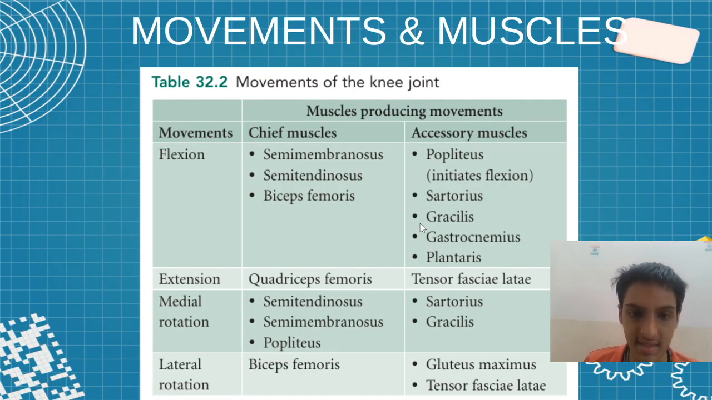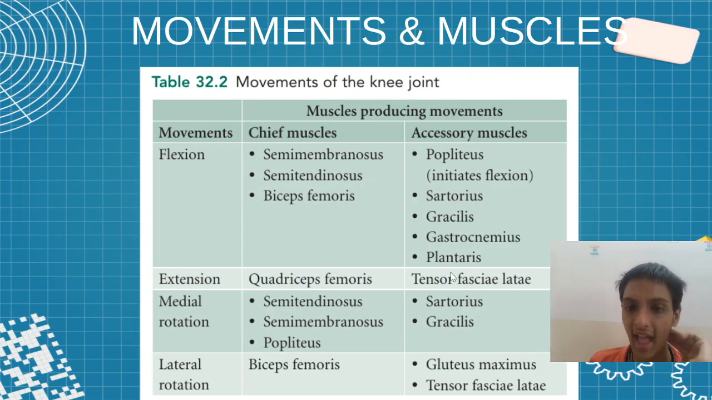Now, movements with the muscles involved. Please remember this. First of all, what are the movements? Flexion, extension, medial and lateral rotation. No abduction or adduction here; that is for the hip joint. Flexion is done by the hamstrings. The hamstrings will also do medial and lateral rotation. Biceps femoris will do lateral rotation, and the rest of the two hamstrings will do medial rotation. Extension is done by the quadriceps, and extra medial rotation by popliteus. These are the chief muscles.